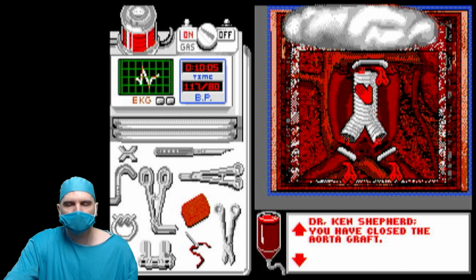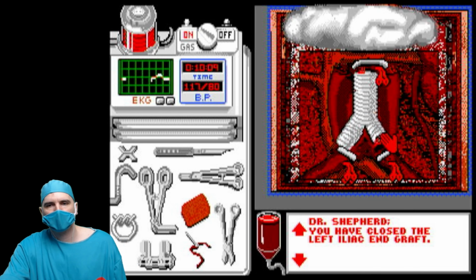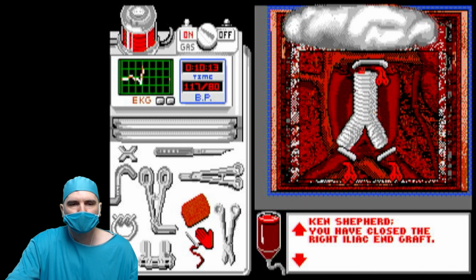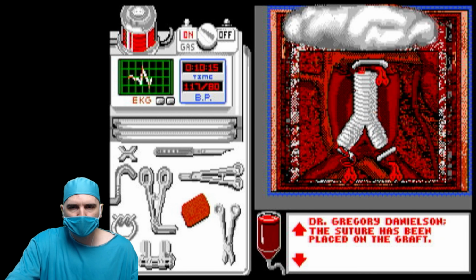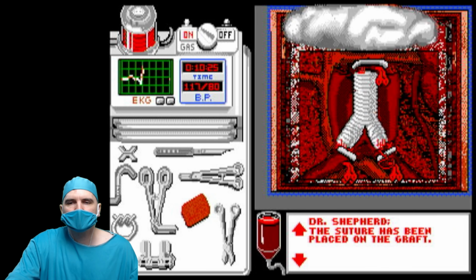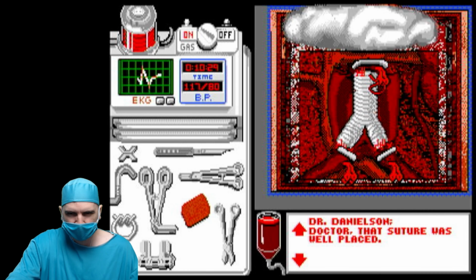You have closed the aorta graft. You have closed the left iliac end graft. You have closed the right iliac end graft. Just to make sure, a few more sutures on the graft. There you go. Doctor, that suture was well placed. No rush, take your time. That suture has been placed on the graft as well. Doctor, that suture was well placed.